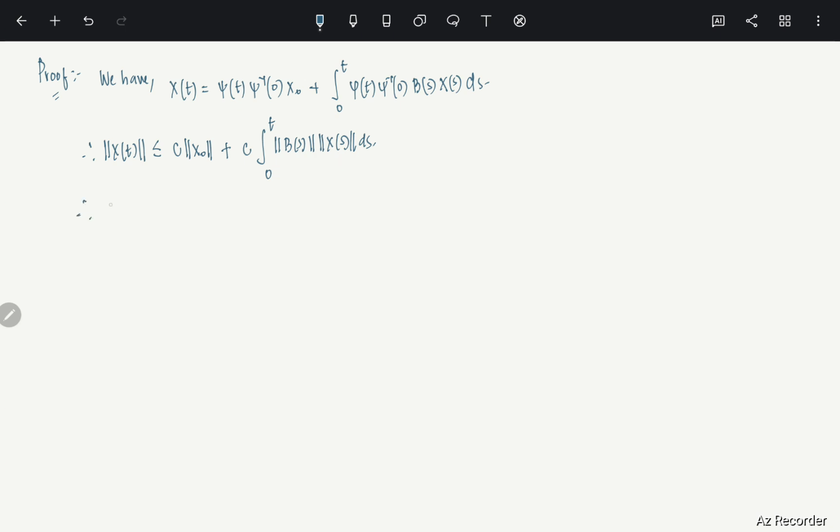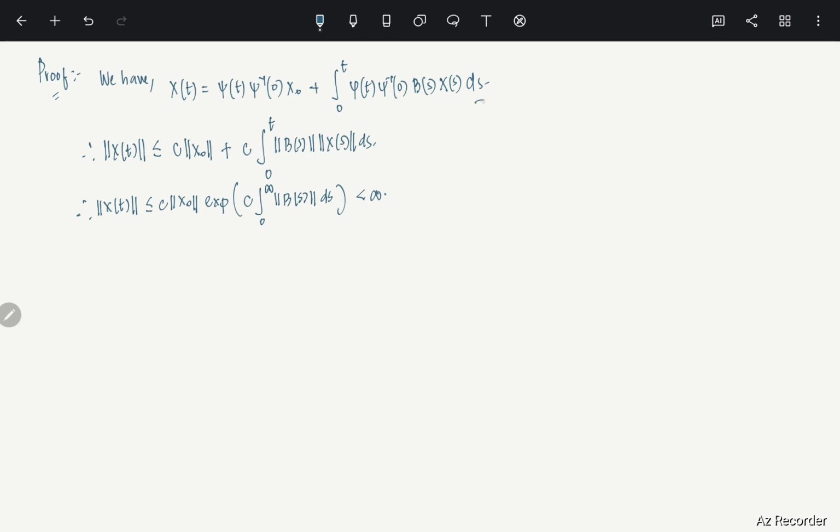Therefore the Gronwall inequality implies that the norm of x of t is bounded by C times x naught, times the exponential of C times the integral from 0 to infinity of the norm of B(s) ds, which is basically bounded. That is given, right? So it is very, very trivial.